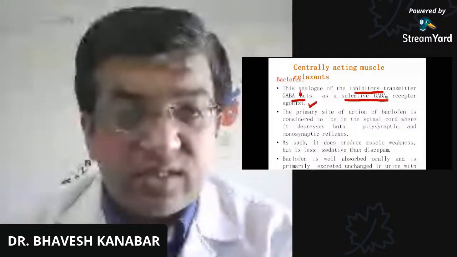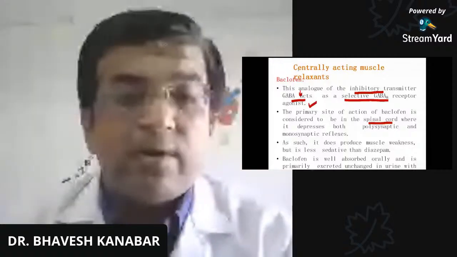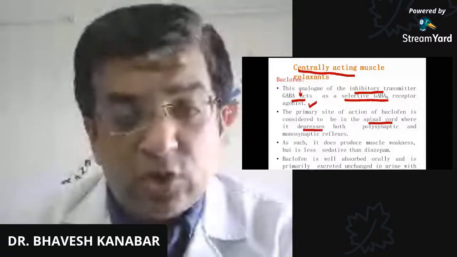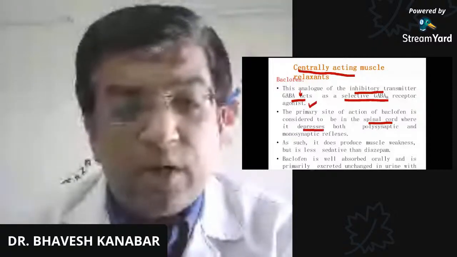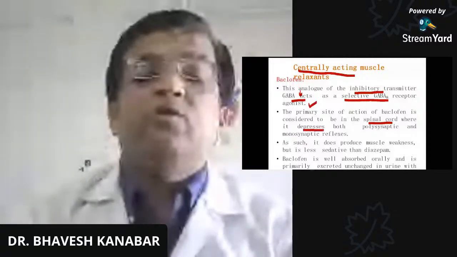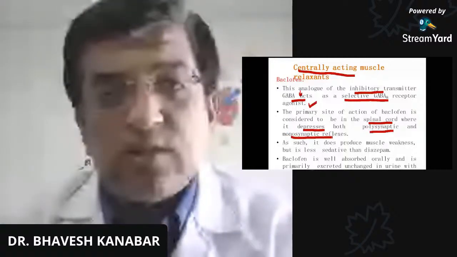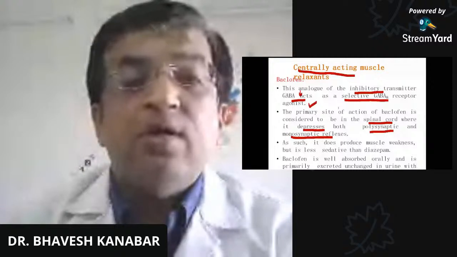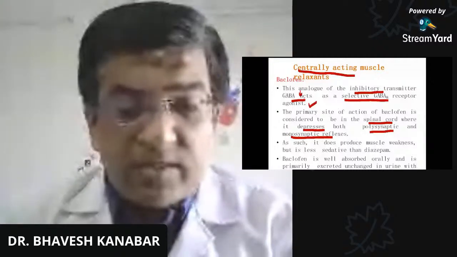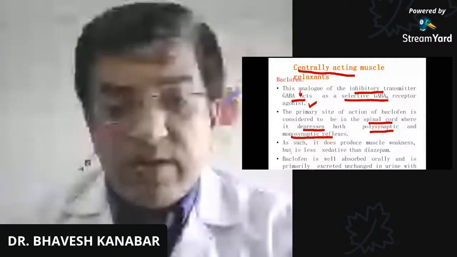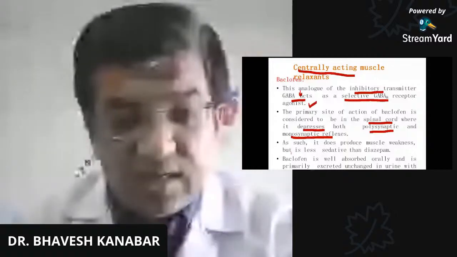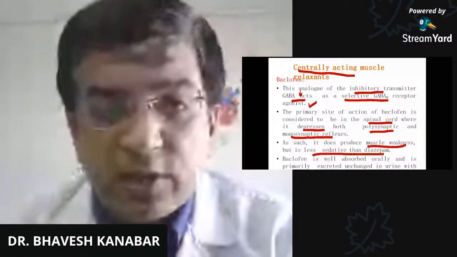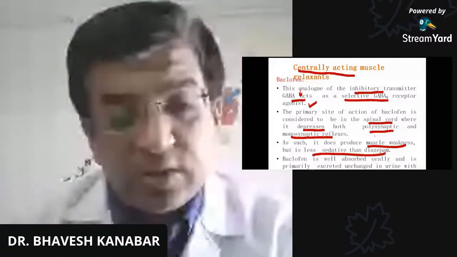Remember, we are discussing centrally acting muscle relaxants. The primary site of the action is spinal cord, where it causes depression of the polysynaptic and monosynaptic reflex. So baclofen causes depression of the polysynaptic and monosynaptic reflex by acting on the GABA. It does produce muscle weakness and less sedative action than diazepam. So diazepam has the sedative action, but baclofen has less sedative action.